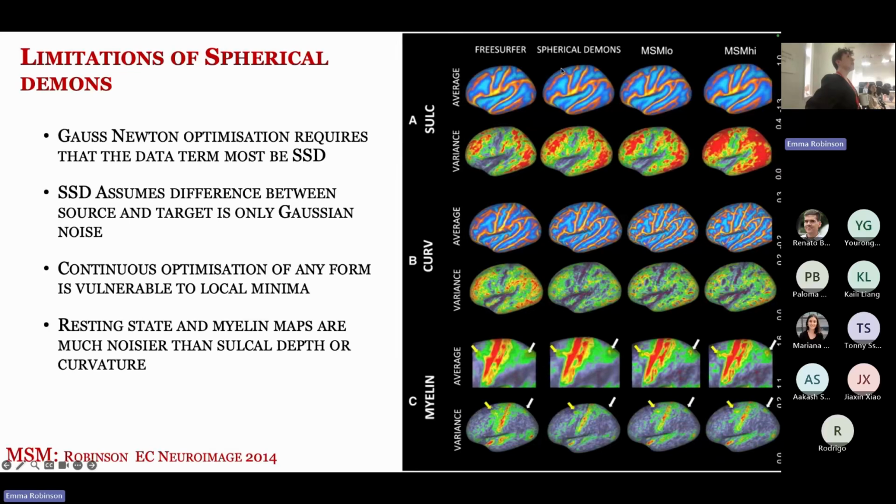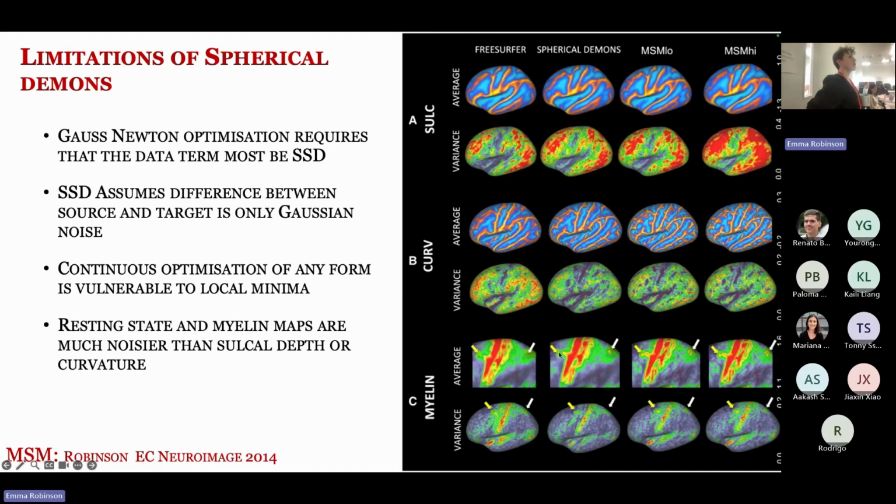But again, Spherical Demons, the whole reason it's fast is because it uses Gauss-Newton optimization, which assumes that you've got a mean square error cost, sum of square differences, and sum of square differences makes a lot of assumptions. It seems the only difference between your source and target data is Gaussian noise. And this is rarely used in volumetric registration for a number of reasons. And as a result, Spherical Demons didn't actually perform very well on myelin-based registration either.